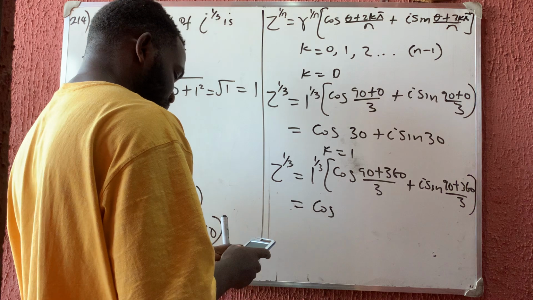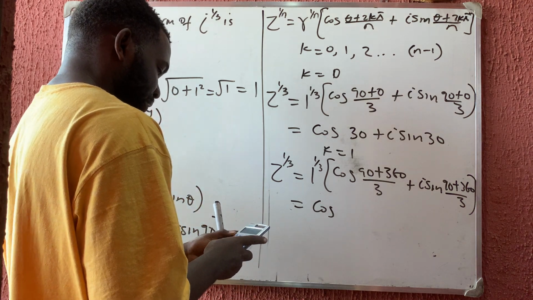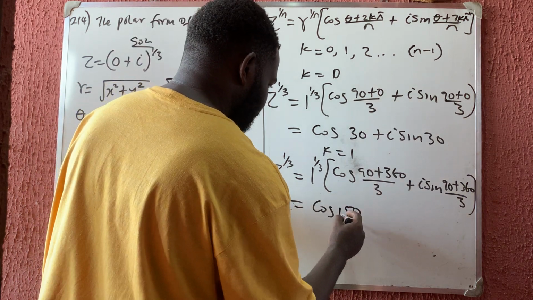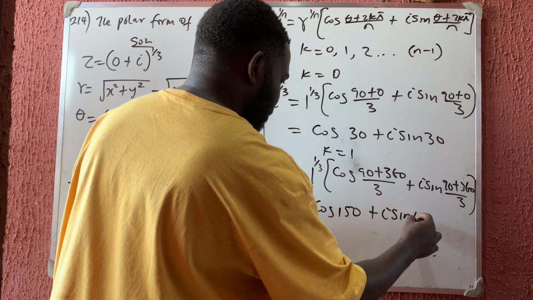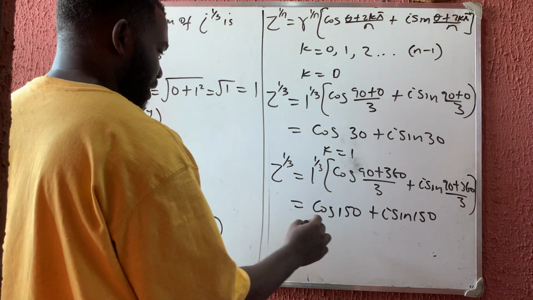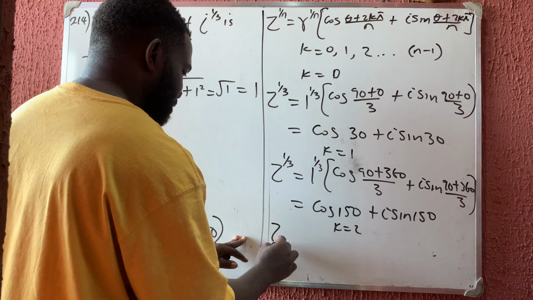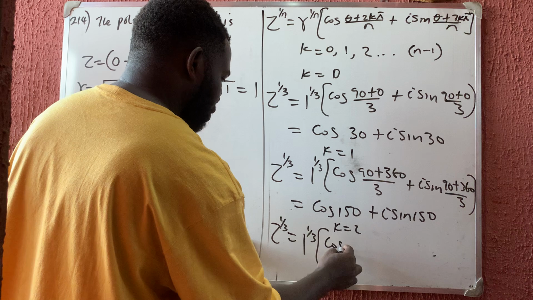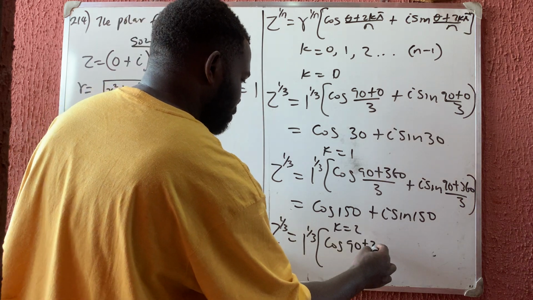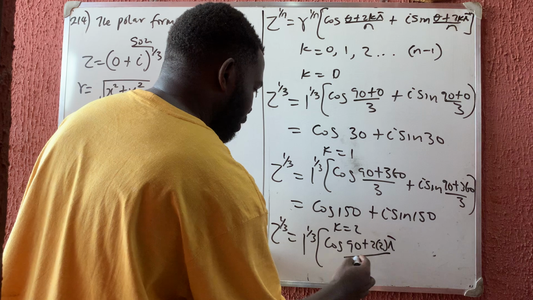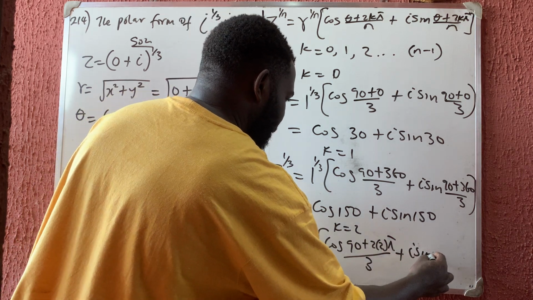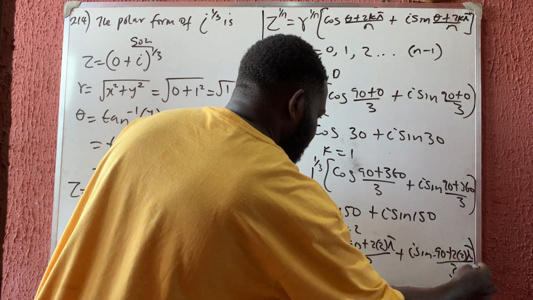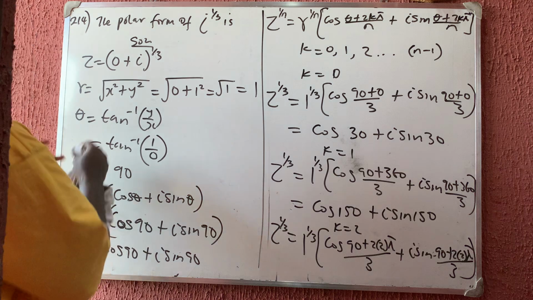So I'm going to have 360 plus 90, then divided by 3. So I have 150, cos 150 plus I sine 150. So the last one is when k is equal to 2. So I have that z raised to power 1 over 3 is equal to I raised to power 1 over 3 into cos of 90 plus 2 into 2 pi all over 3 plus I sine of 90 plus 2 into 2 pi all over 3.